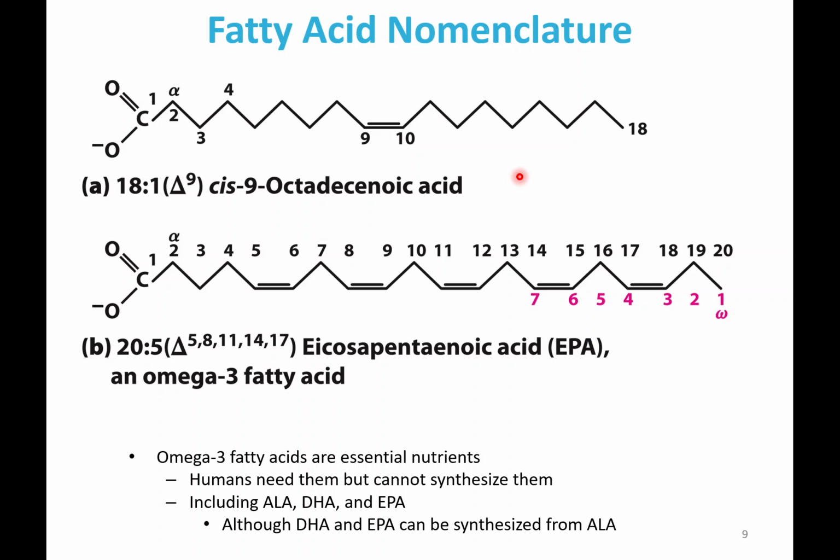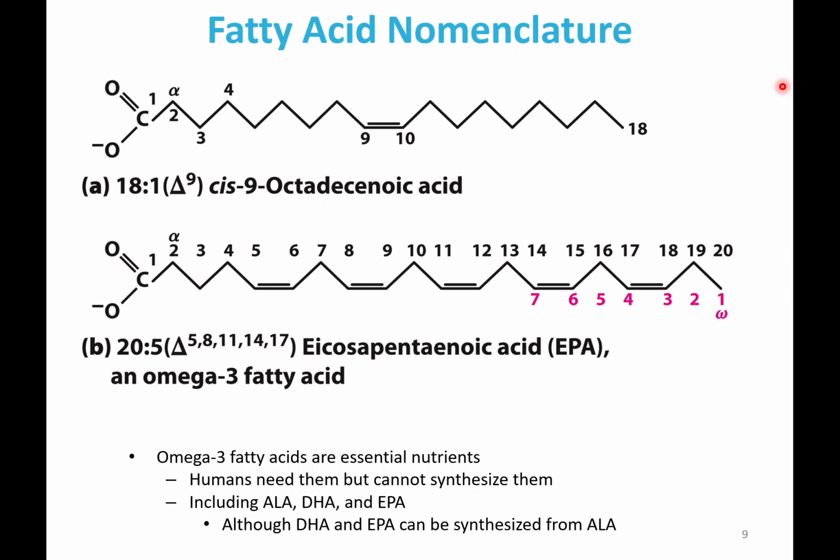So to name this in an unambiguous way, how would we do that? Well, using the chain length, 18 is our total carbons. So we write 18, then a semicolon, and then the number after the semicolon represents the number of double bonds. In this case, we have one double bond in that chain. So 18 semicolon 1.